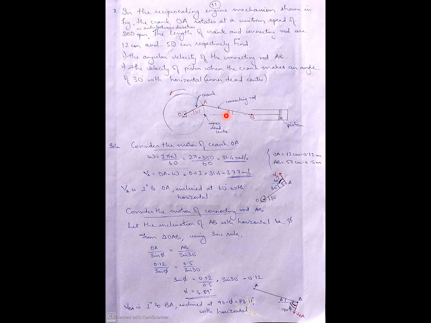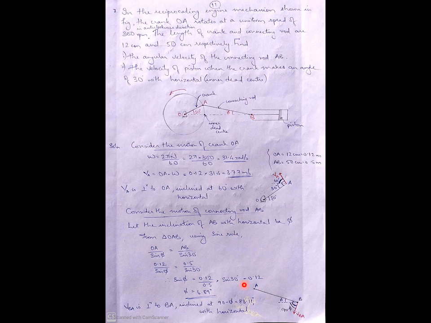We want this angle phi. Let this angle be phi. How do we calculate it? We know the distance OA, the distance AB is also known to you, and this angle is known. To calculate phi, we can use the sine rule: OA divided by sine phi equals AB divided by sine 30. OA is 0.12 and AB is 0.5. From that you get sine phi and hence phi, which is 6.89 degrees.